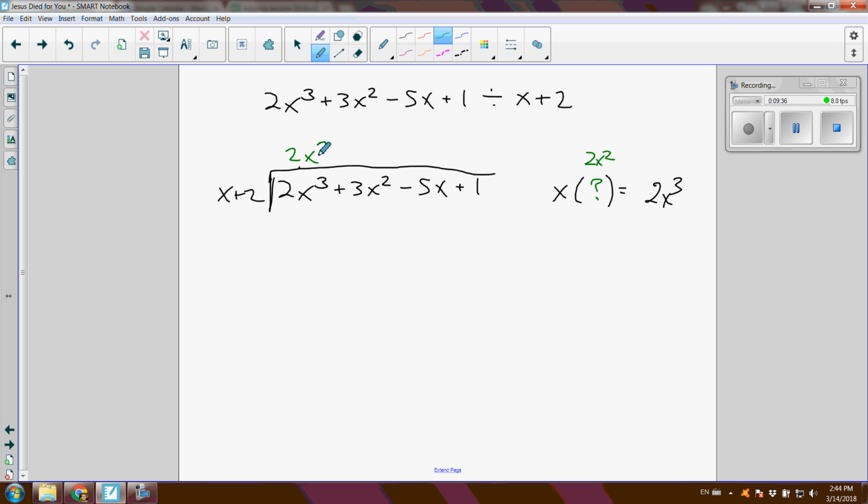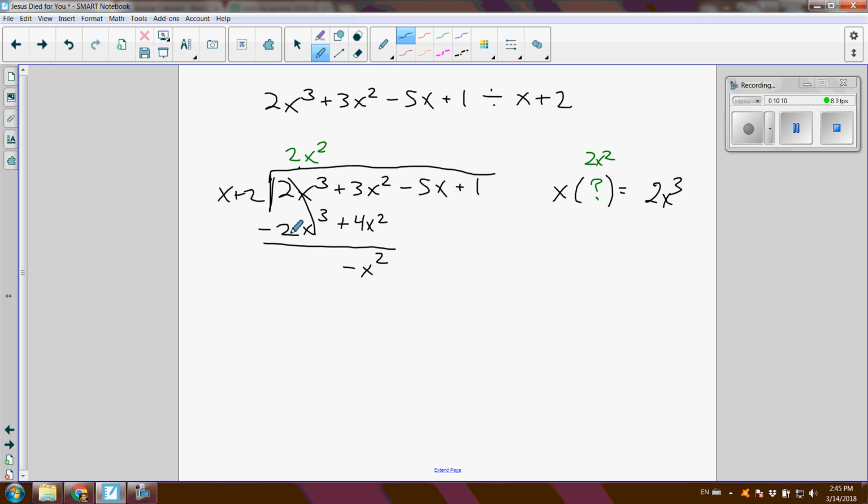So 2x squared is the first part of our quotient, and then we multiply the 2x squared by the x plus 2. We'll get 2x cubed, and then 2x squared times 2 is 4x squared. And then we subtract, just like the long division algorithm for numbers. 2x cubed minus 2x cubed, they cancel out. 3x squared minus 4x squared is negative x squared.